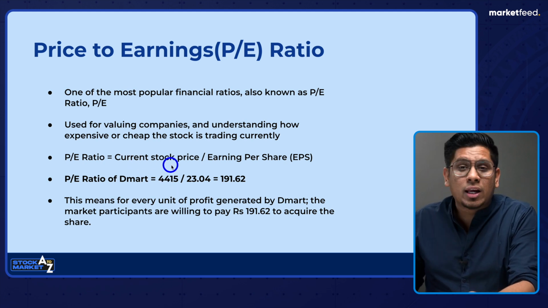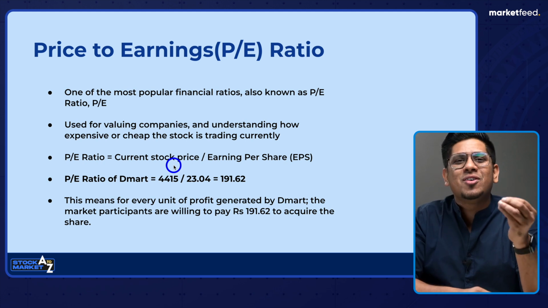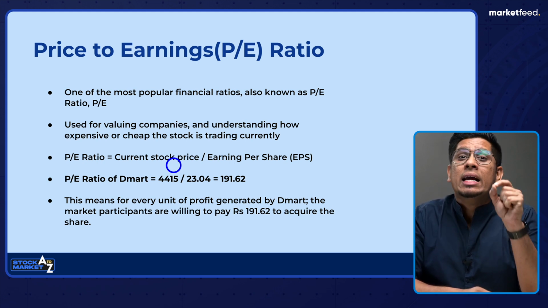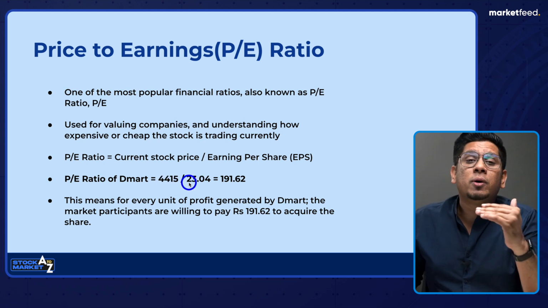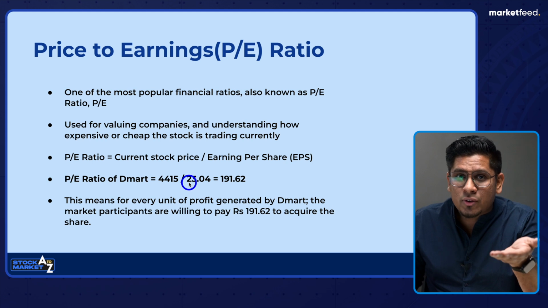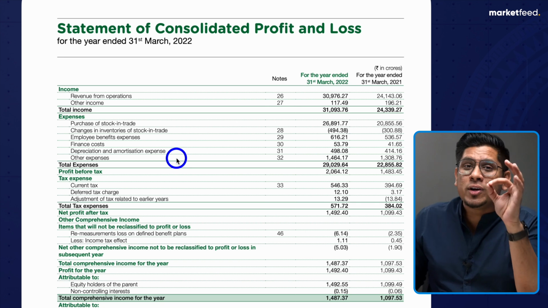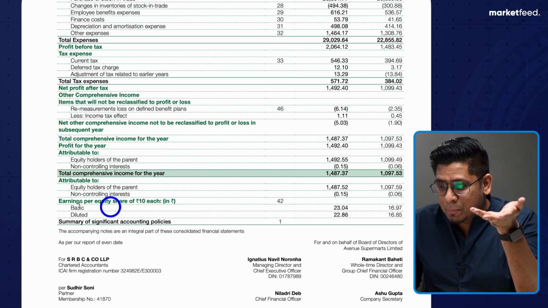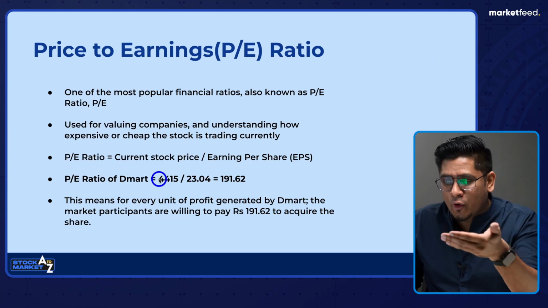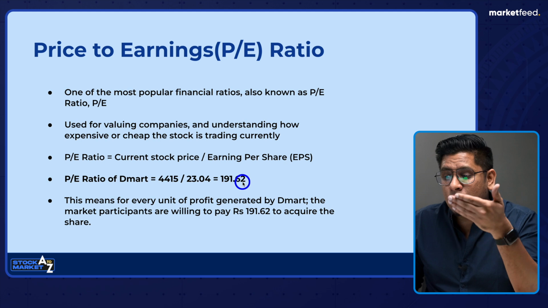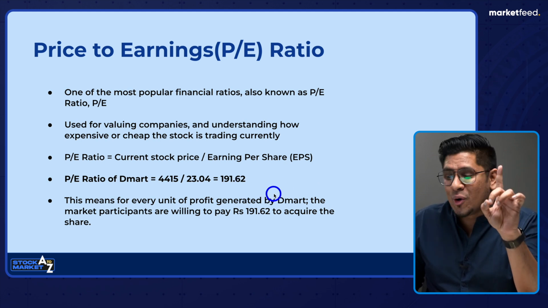Now, Dmart's current market price, you can go into any broker's terminal, Zerodha, Google, and you can find what price Dmart is trading at today. That is 4415 as of today, divided by earnings per share or EPS. Where can we find EPS from? Very simple. You can go into the profit and loss statement of Dmart and get EPS from there, which is 23.04. So 4415 divided by 23.04 is 191, a PE ratio of 191.62.